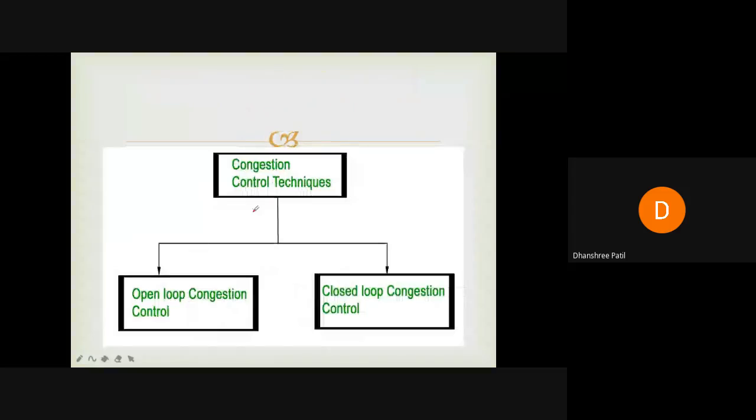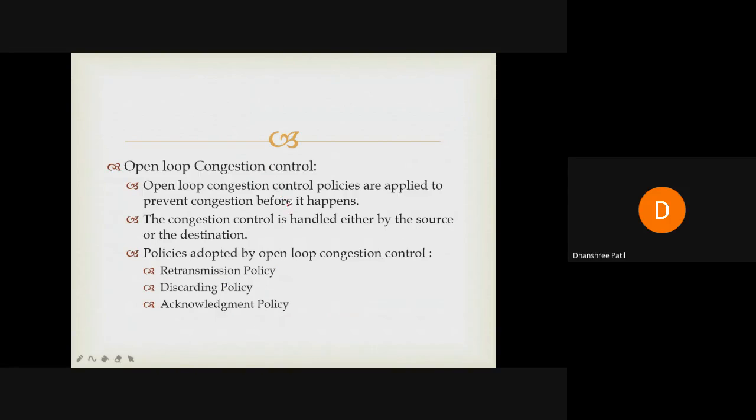There are two broad techniques available: open loop congestion control and closed loop congestion control. Many techniques or algorithms are available, but these are the two broad divisions to control congestion. So let's see what open loop congestion control and closed loop congestion control are.